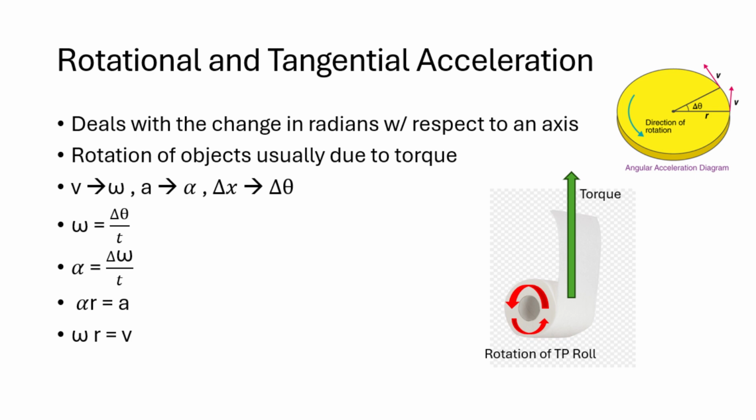Additionally, tangential acceleration, or a, deals with the rate at which an object's velocity changes along a straight path. It's related to rotational acceleration by the equation a equals alpha, rotational acceleration, times r, which is the distance from the axis of rotation. This also means that tangential acceleration is directly proportional to rotational acceleration. Lastly, you can also see that omega, or angular velocity, is equal to the change of theta over time, and alpha, or angular acceleration, is equal to the change of angular velocity over time.